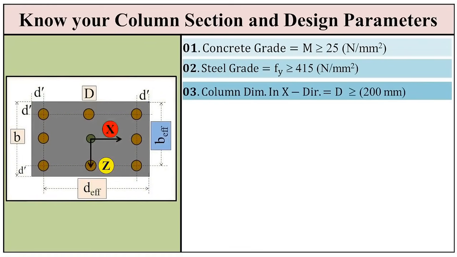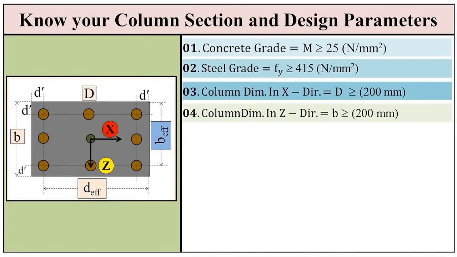Now, looking at the cross-section of the short and tied column on the right-hand side of the screen. Point number 03, Overall dimension of the column in the X direction is denoted by the capital letter D. Point number 04, Overall dimension of the column in the Z direction is denoted by the small letter b.